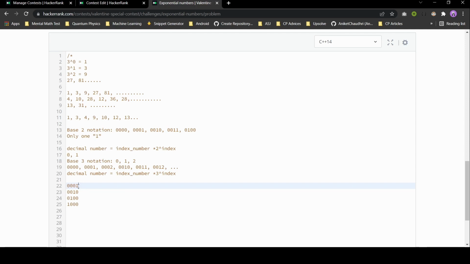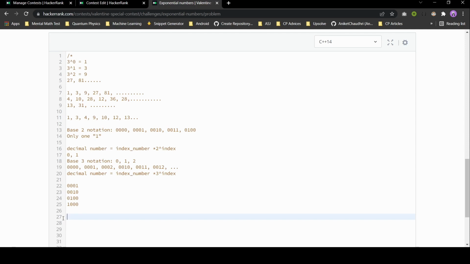Then in the whole list of powers of 3, we have only one number which has the digit 1 in its base 3 notation at the first index, and so on. So we don't have any number like 0, 1, 0, 1. We won't have any number like this. This won't be any power of 3.